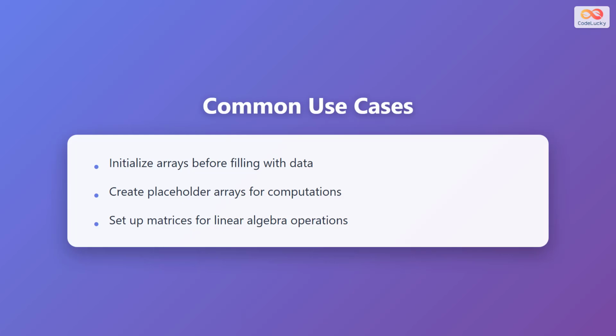When would you actually use np.zeros in real projects? There are 3 common scenarios. First, you might initialize arrays before filling them with actual data from calculations or file inputs. Second, you can create placeholder arrays that will be used in mathematical computations. Third, it's perfect for setting up matrices when you're performing linear algebra operations like matrix multiplication or solving systems of equations.